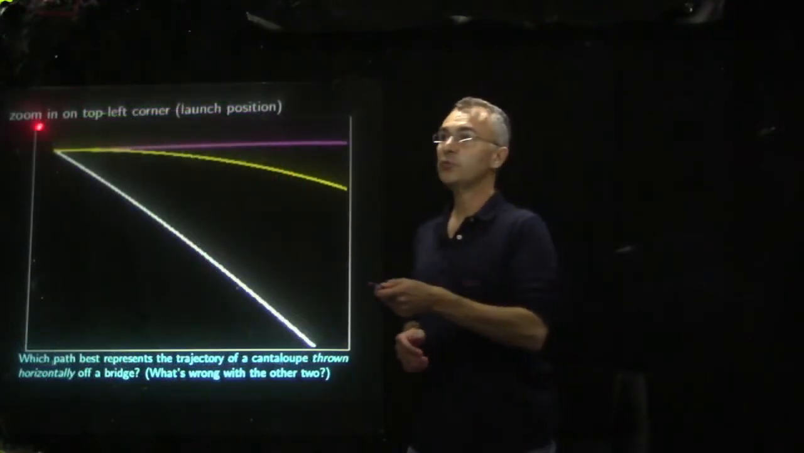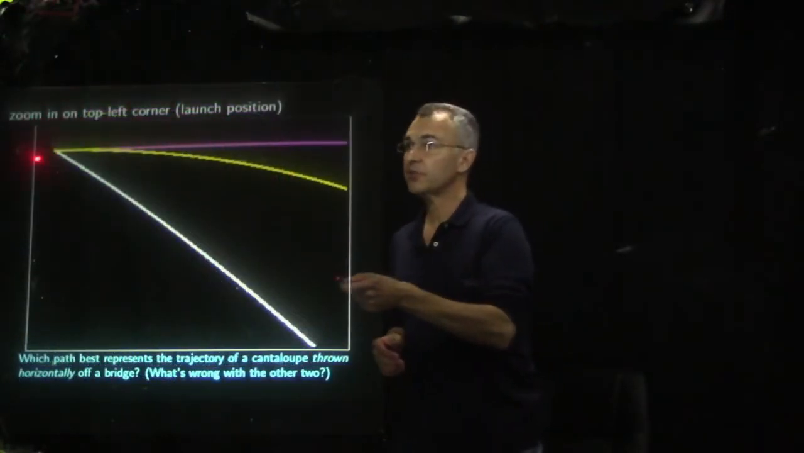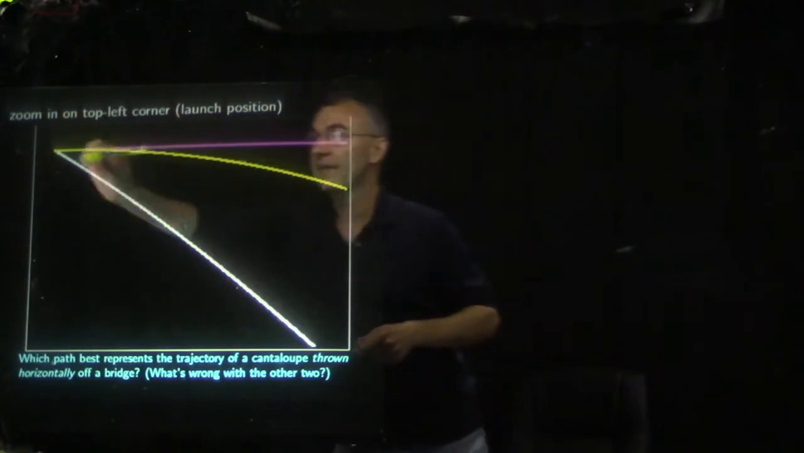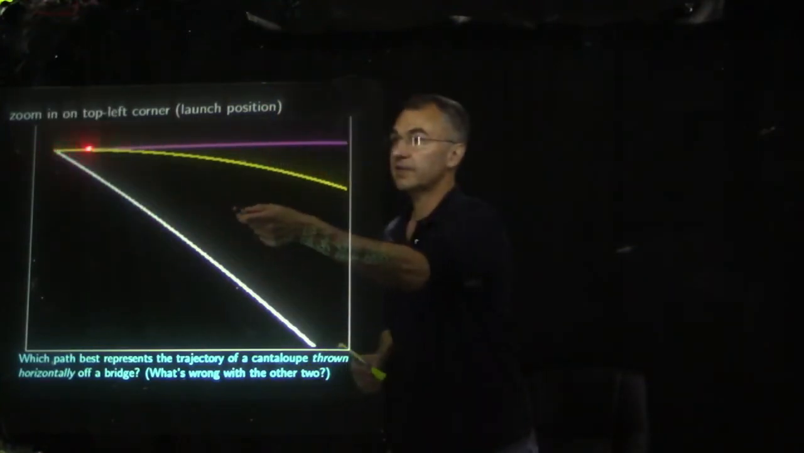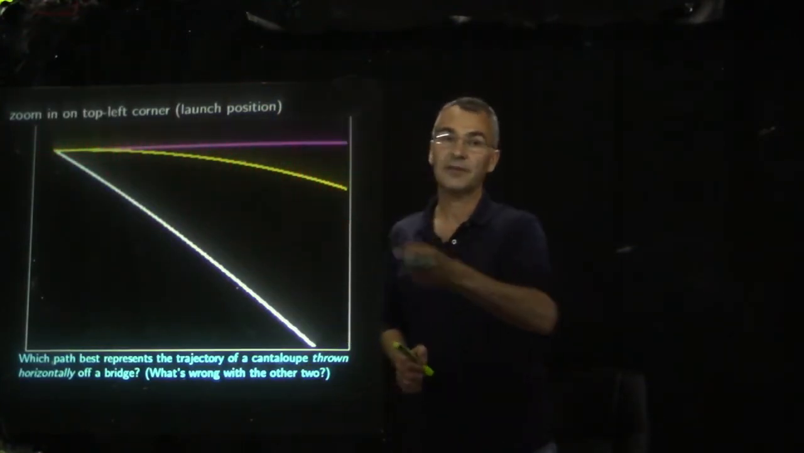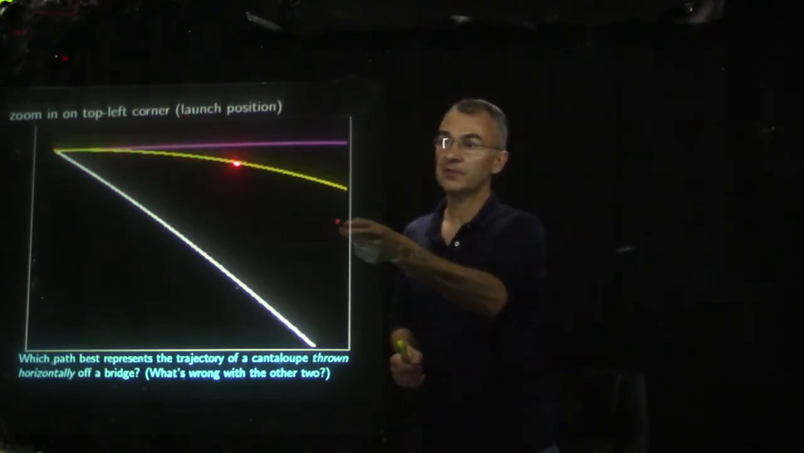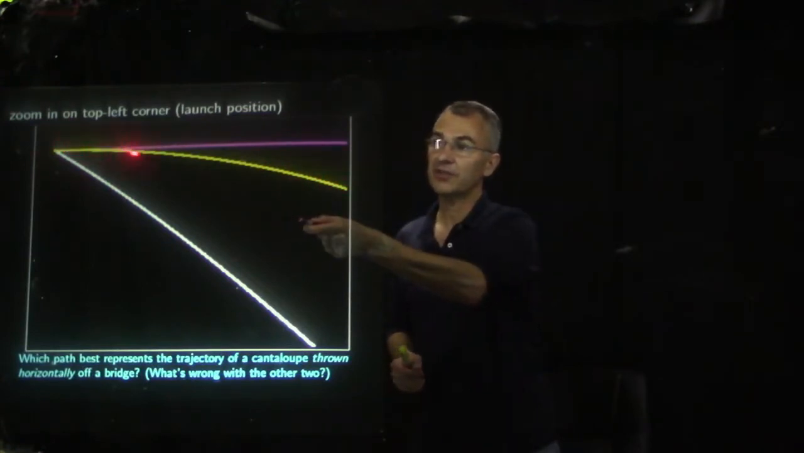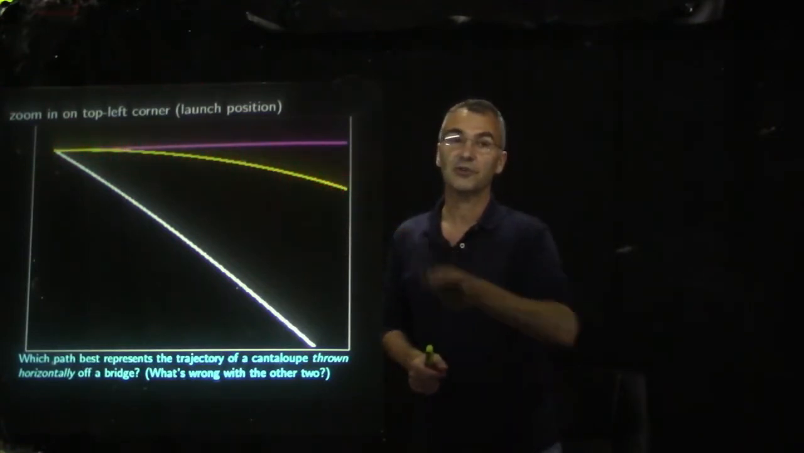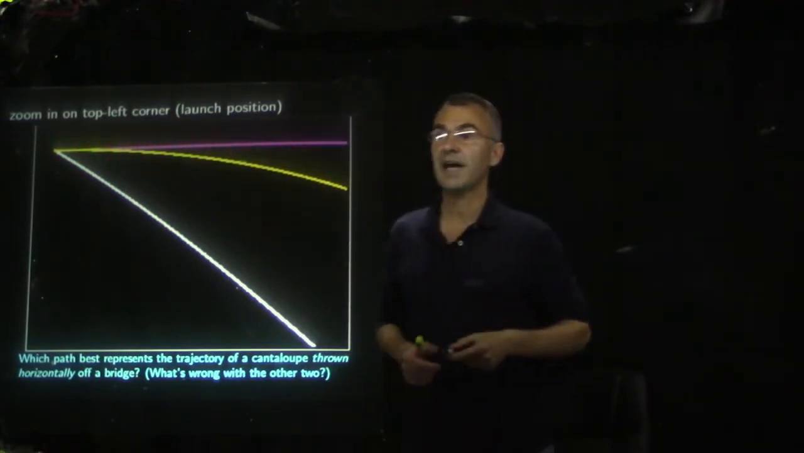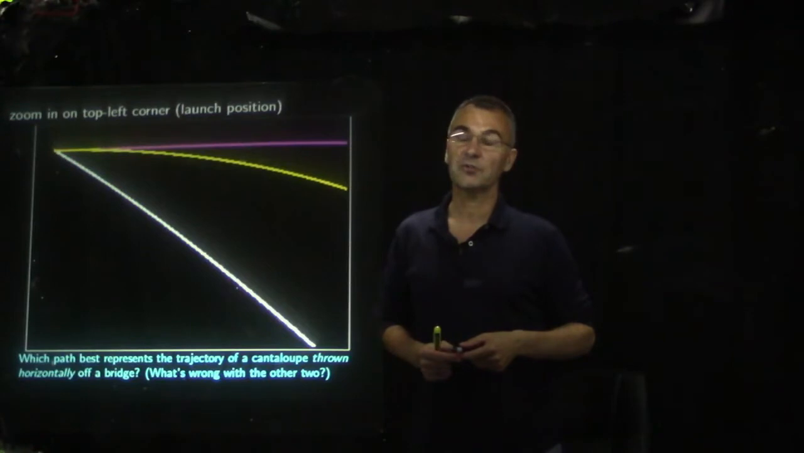And in fact, if we zoom in on the top left corner, the launch position, you can see that the yellow curve starts out with a tangent line which is horizontal, and then it gently curves downward, which I think we expect for constant acceleration. Constant acceleration means constant downward curvature. That actually means constant downward second derivative of the curve. And the magenta line just seems to be flat, so that doesn't seem consistent with a constant downward acceleration.